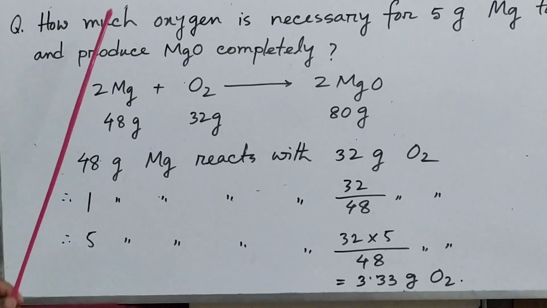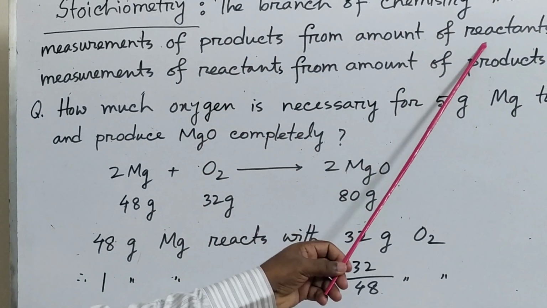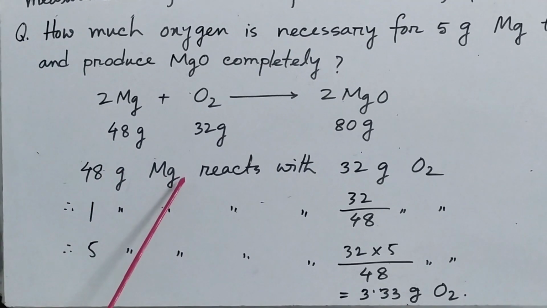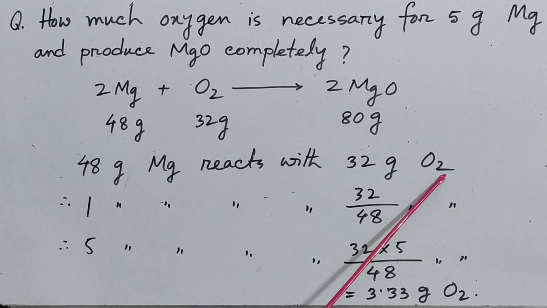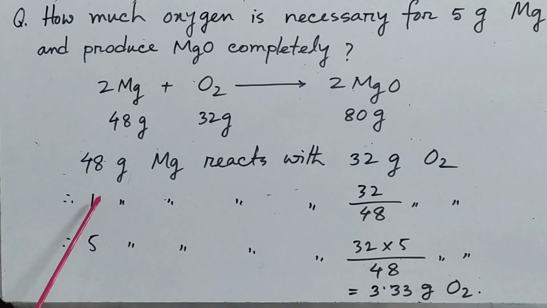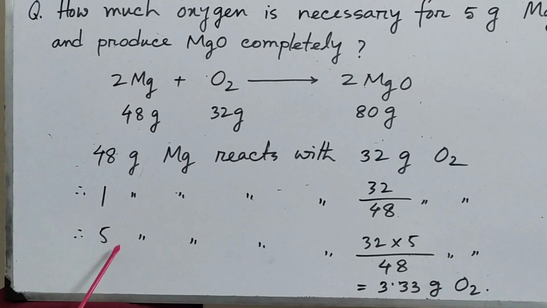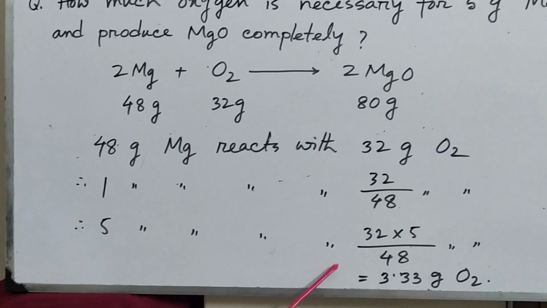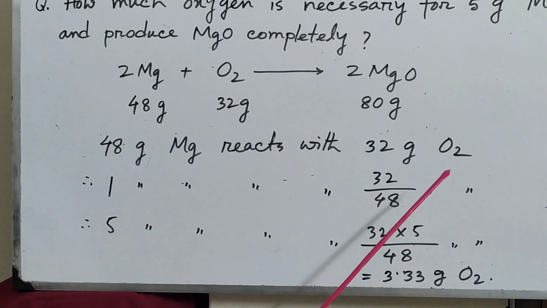So now our stoichiometry is amounts of products and reactants. Okay, now 48 gram magnesium reacts with 32 gram oxygen. Therefore 1 gram magnesium reacts with 32 by 48. Therefore 5 gram magnesium reacts with... Now by using a calculator you can see it will be 3.33 gram oxygen.